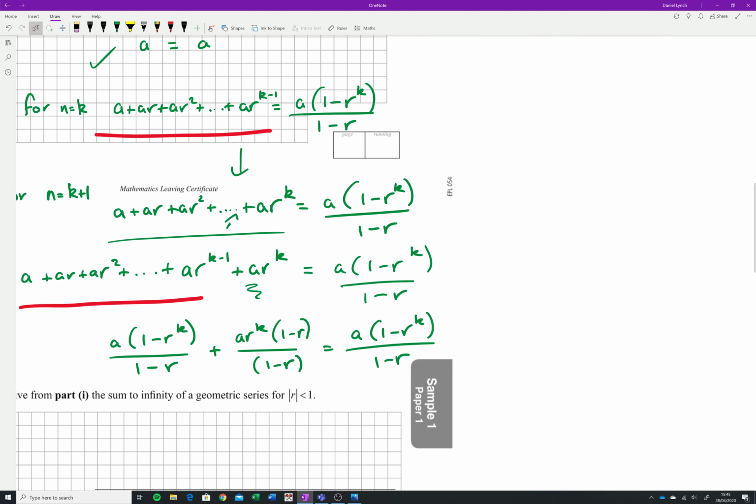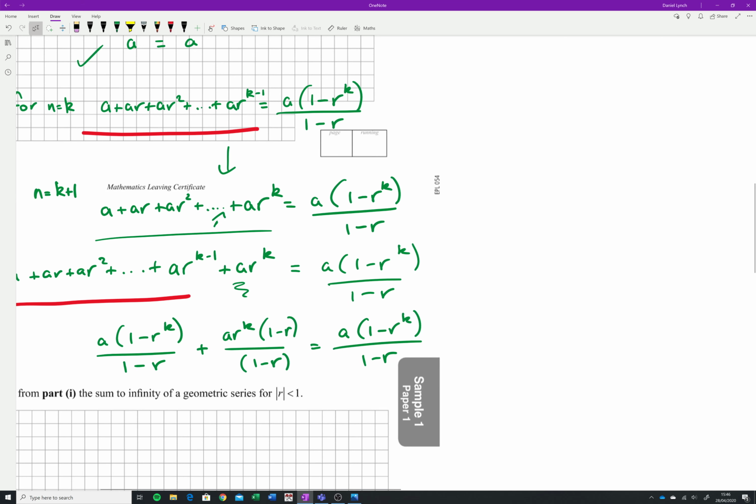Okay, don't multiply everything by 1 minus r. I know that's really tempting. Don't. It's just bad maths. Well, it's not bad maths. It's just not stylish maths. We'll say that. Just don't do it.